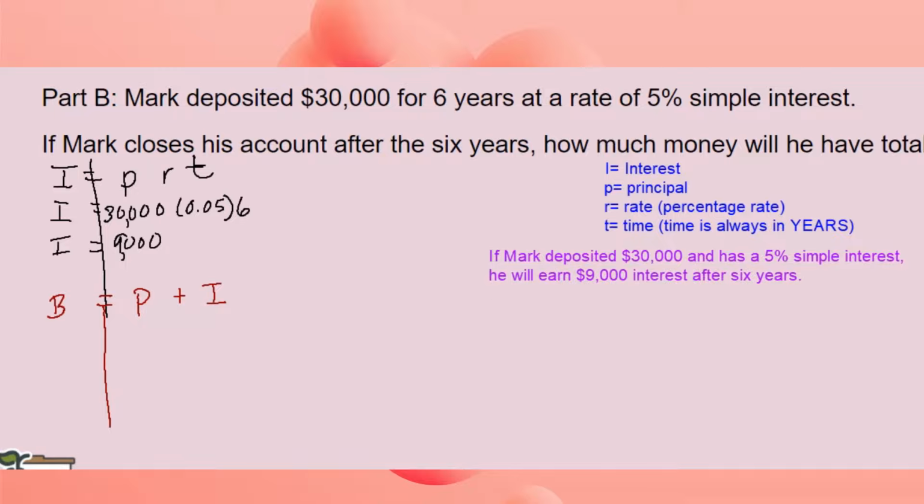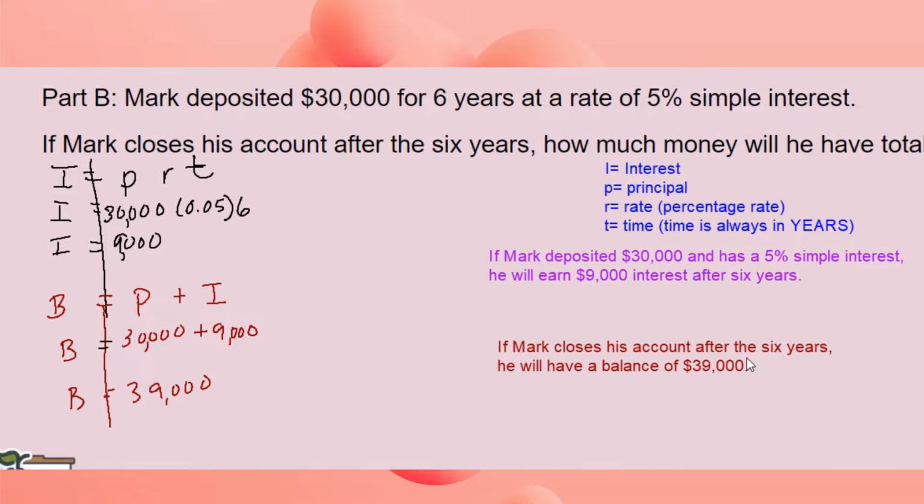In order to figure out part B, we have to use the balance formula because that's what we're looking for, the balance. The balance is equal to the principal plus the interest. The principal was $30,000. The interest we found out was $9,000. So when we add that together, the balance is $39,000. If Mark closes his account after the 6 years, he will have a balance of $39,000.